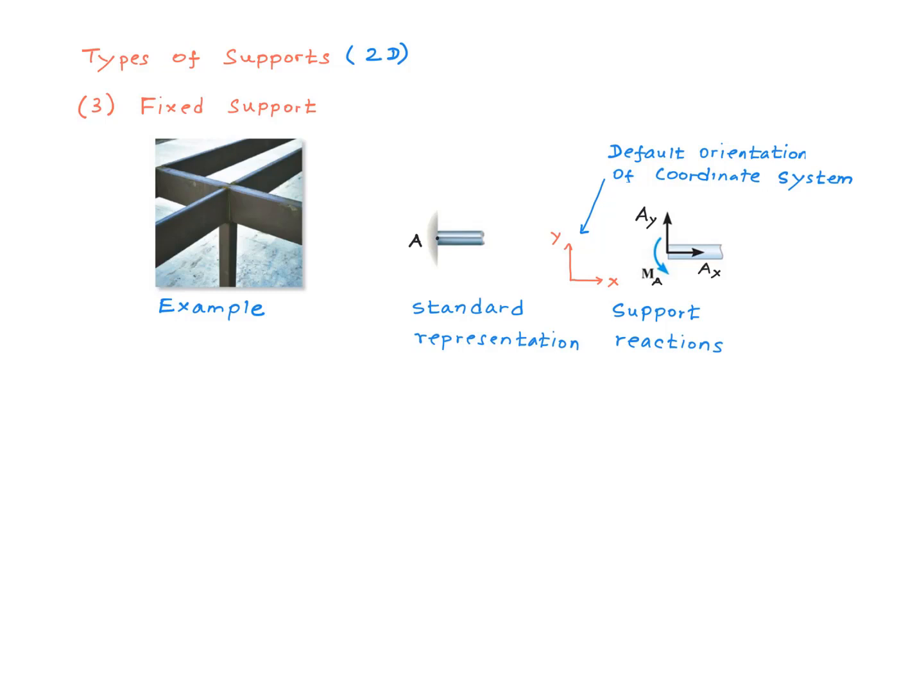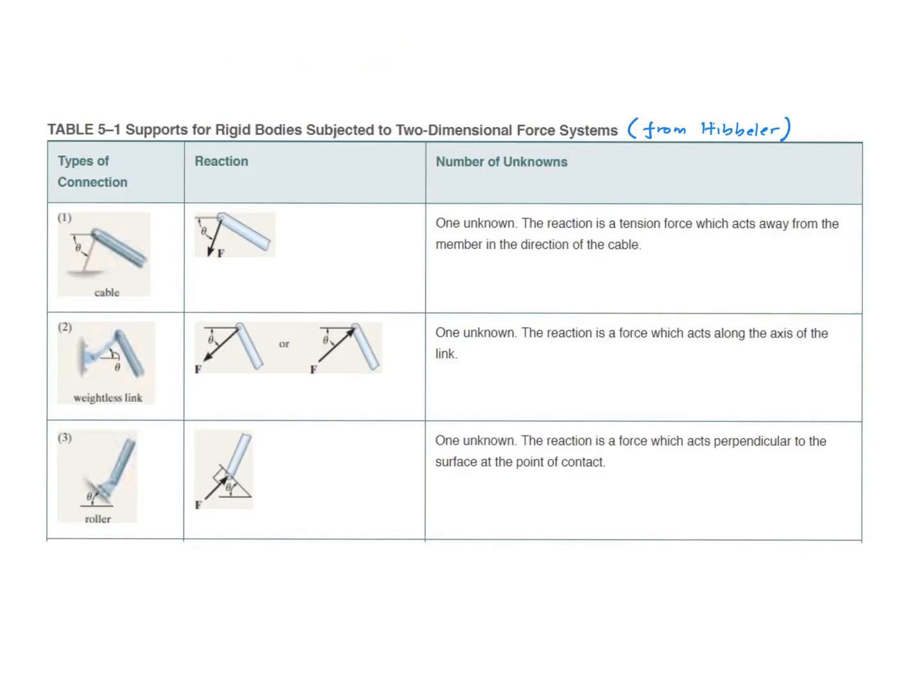You can call this either the strongest support among all the supports we talked about so far, or the most general support. Most general because the support offers all three of the possible forces, two forces and one moment. This table 5.1 kind of summarizes the supports that you typically run into in engineering disciplines like civil engineering, mechanical engineering, offshore engineering, and ocean engineering.